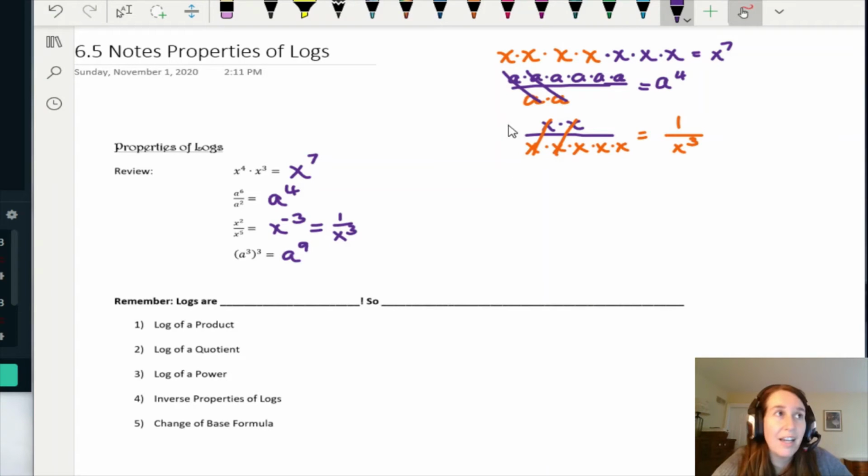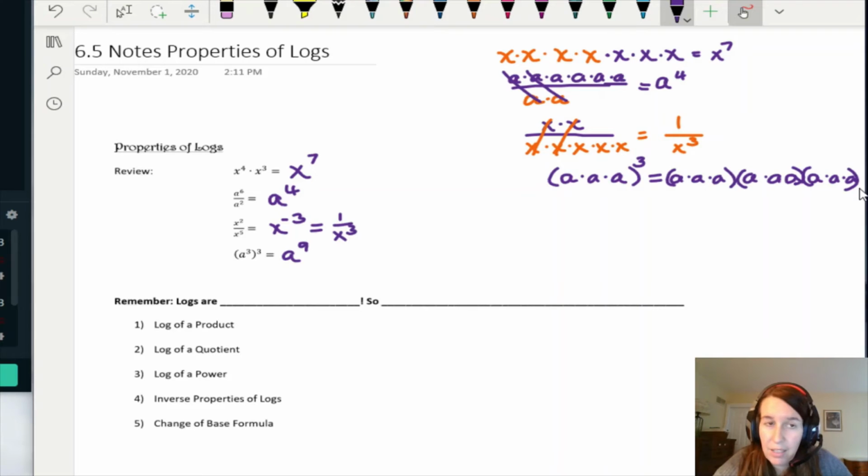It's easy to see how that is as long as you don't mind writing a lot of a's. A to the third is a times a times a, right? And that is cubed, okay? So what that means is a times a times a times itself 3 times, right? So if you count up, now we're just multiplying, and we have 9 a's we're multiplying together by themselves. So that is equal to a to the ninth. And that's why power of a power, you multiply the exponents.